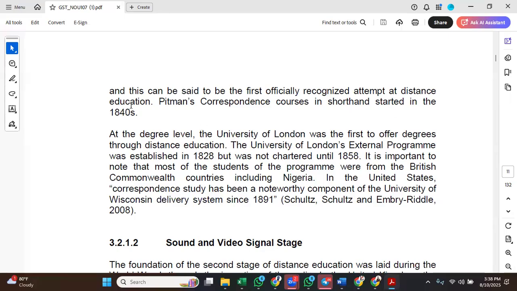Isaac Pitman, 1840. University of London, 1828 to 1858. University of Wisconsin in the United States, 1891. Those are the three important things you have to note here. While Sir Isaac Pitman's own was in 1840, that of University of London, which they call external program, started in 1828, became chartered in 1858. While the United States, their own correspondence study was first practiced in University of Wisconsin.